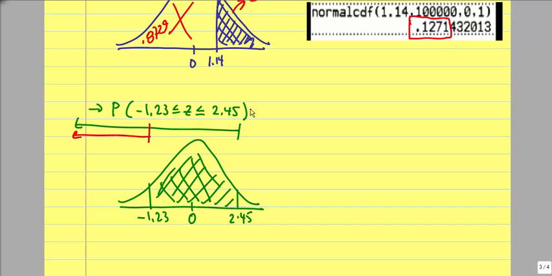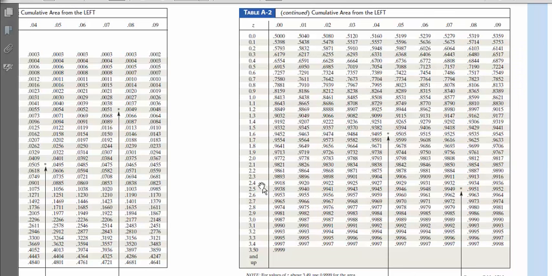So what I'm looking at here then is the values in the table. This symbol is a Greek letter phi, a capital Phi, and it means to go ahead and use your normal tables. So this says to look in your normal tables and look up 2.45, and then I'll subtract, looking up in my normal tables, phi of negative 1.23. So let's go ahead and look up phi of 2.45.